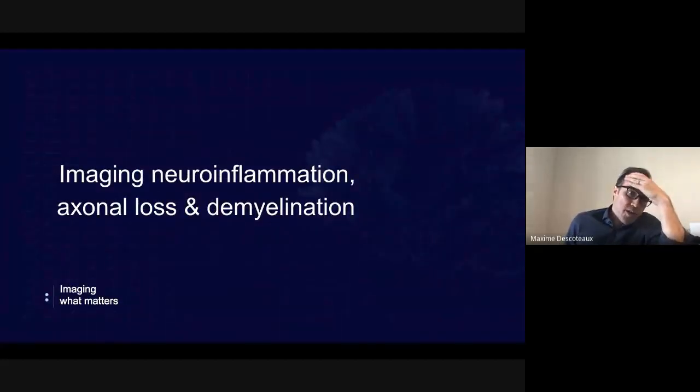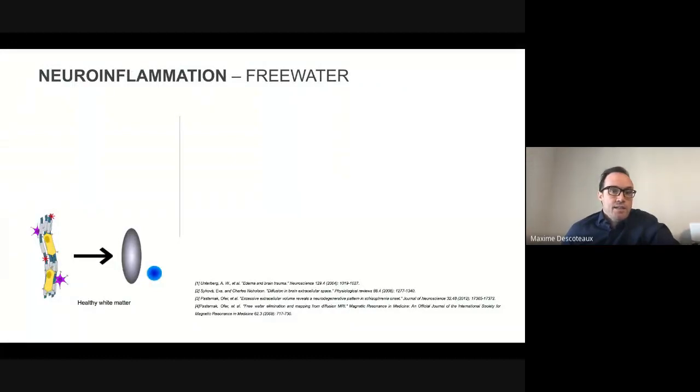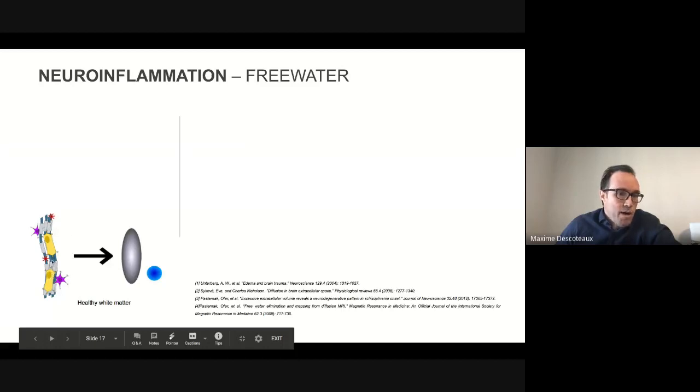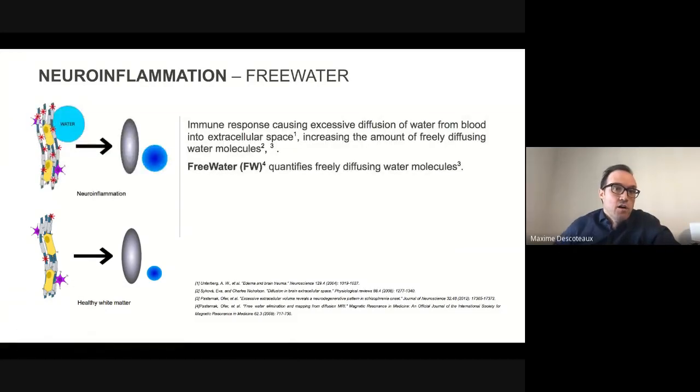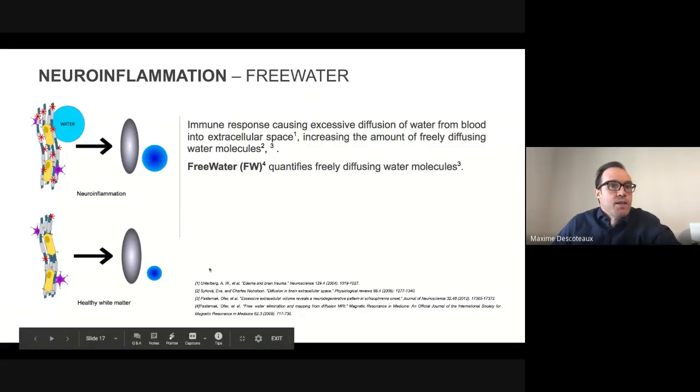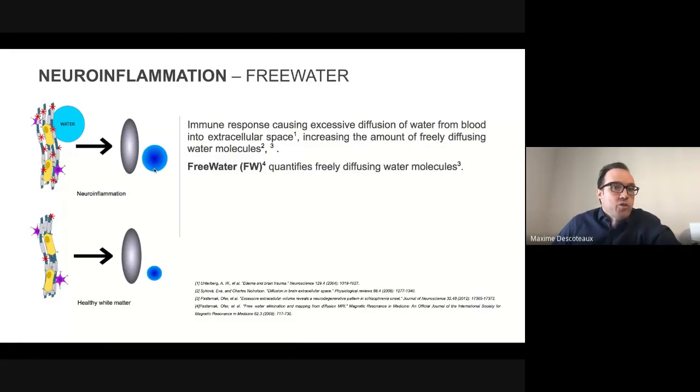And so how do we do this? How do we use diffusion MRI to get access to these indirect markers of inflammation, axonal loss, and demyelination? And so the first thing to acknowledge is that if you have healthy white matter axons in a voxel, well, you have a tissue diffusion tensor, and you may have a little bit of extracellular water lying around. And in case of inflammation or neuroinflammation, you see an increase in extracellular space. This has been really well shown in several papers. And what's happening actually is that there's an increase of free water in your voxel.